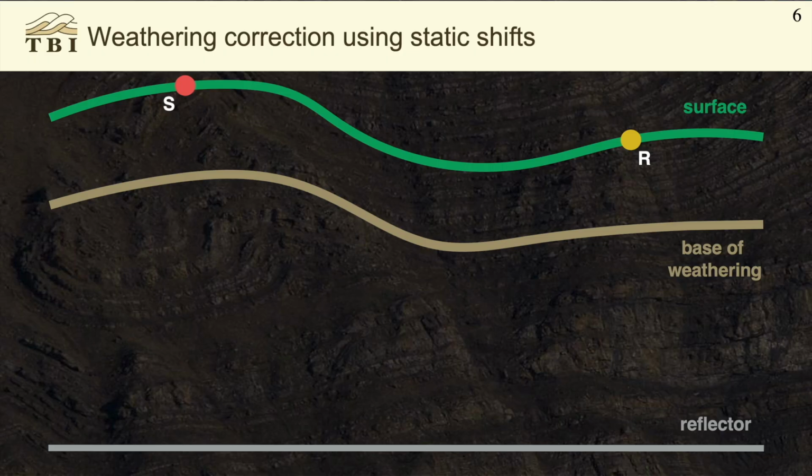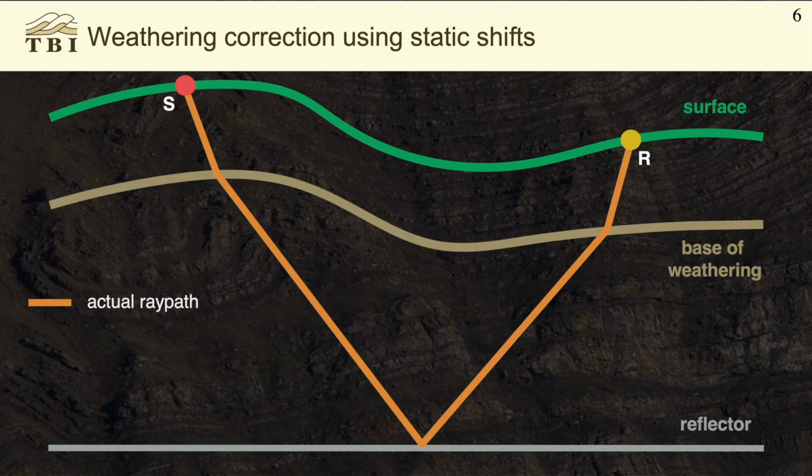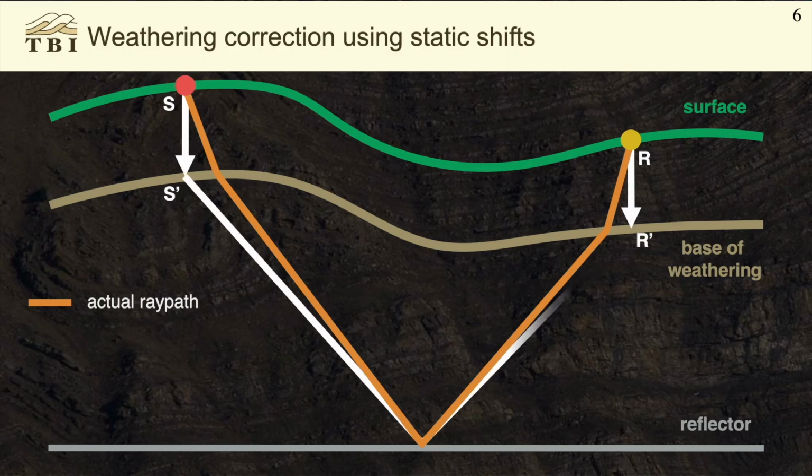So let's look at weathering corrections in a little bit more detail. Here we have a source at our green surface. The source is indicated by a red dot, and a receiver is indicated by the yellow dot. Our source is propagating into the subsurface through the weathering layer, down to a reflector, and back up to the surface. The orange line here indicates the actual ray path that our source travels. For our weathering correction, we assume a vertical ray path through the weathering layer. We approximate the actual ray path, and that's shown by the white line.